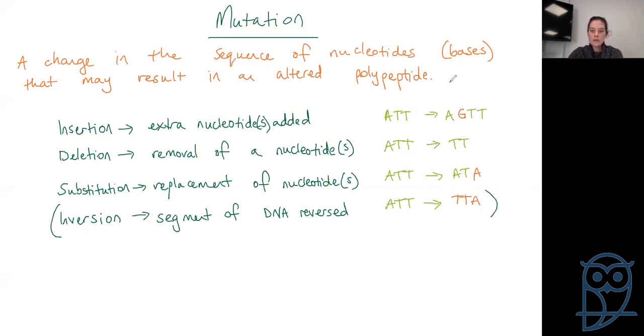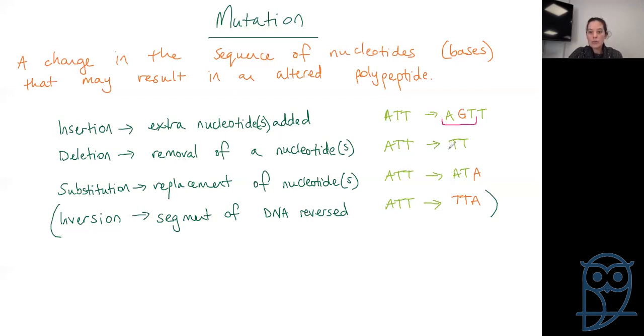So you can see that these first two are slightly different to the second two. The first two, we have an even bigger problem than just our change in bases. Here we've gone from three in our triplet to four. But remember, we've already passed our start, so we're still going to read this code as a three. So we're going to read AGT instead of ATT. And the T will then move into the next triplet.